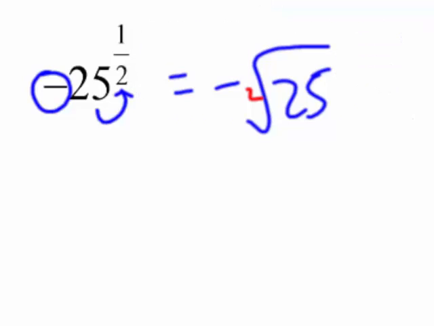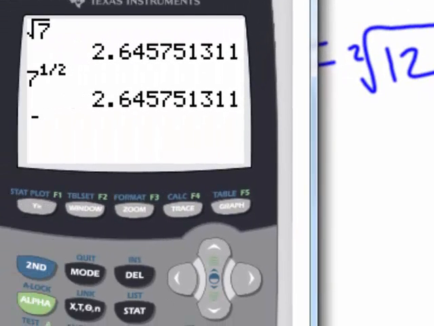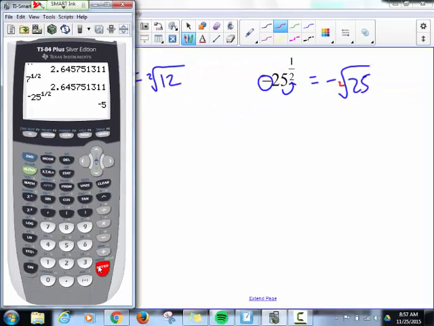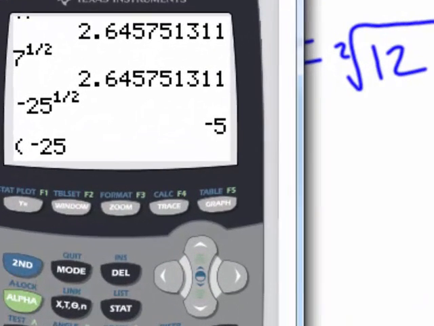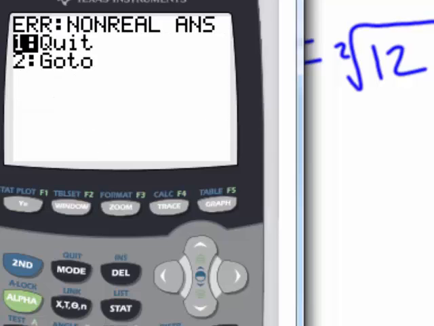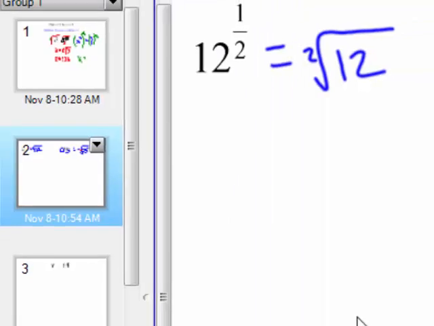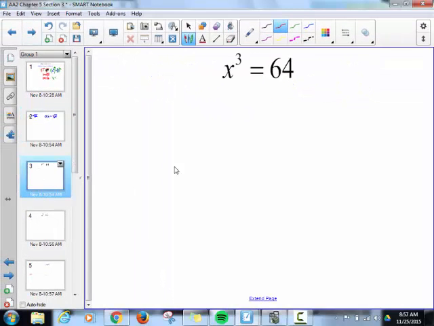And let's just double check that. Let's just make sure. So if I took negative 25 to the 1/2 power, I get negative 5, right? Because the square root of 25 is 5, and the opposite of that is negative 5. If I had it in parentheses, would it work out? It shouldn't. There we go. Doesn't work. Okay, so let's just quit that. All right, so hopefully we're getting the idea here.